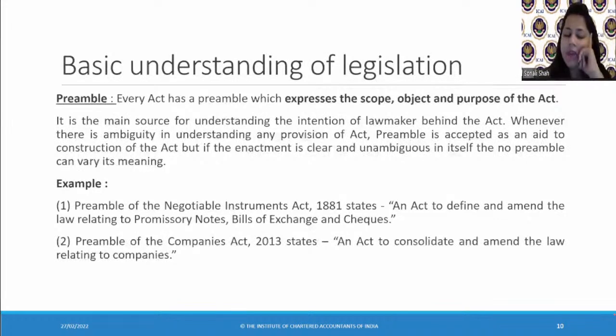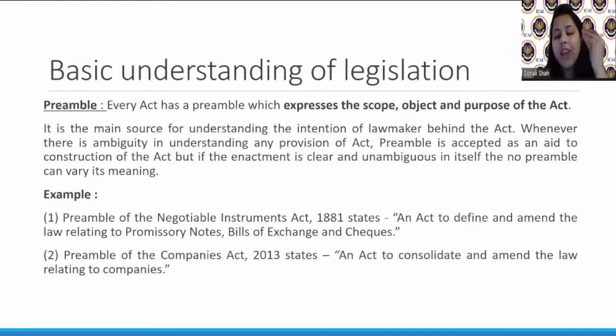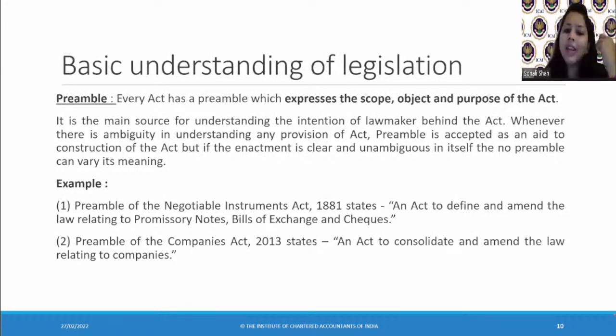Have you read the preamble of the Constitution of India? If you see, it very much tells you the crux of the Indian Constitution. Similarly, the preamble of every act tells you the crux of those acts, the purpose for which the act was brought into picture, the reason behind it. So whenever there is any confusion pertaining to interpretation of an act, the judiciary often looks into the preamble.